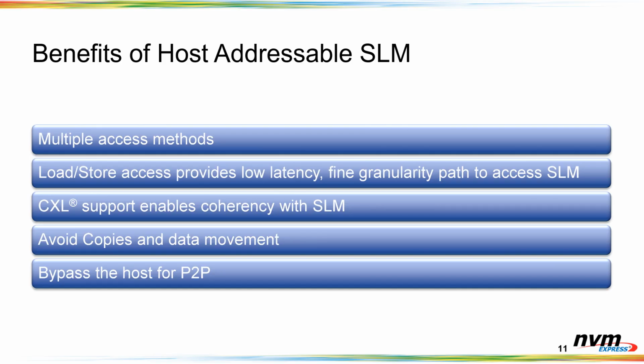So load store access provides a low latency, fine granularity path to access the SLM. So this is really useful, especially if you have a small transfer. If we don't need to move a large amount of data with the DMA and we just need to write a few D words, using the load store is obviously going to be much more efficient than setting up a large DMA. So as I mentioned, we do want to support CXL. And so with that CXL support, we gain coherency with the SLM.